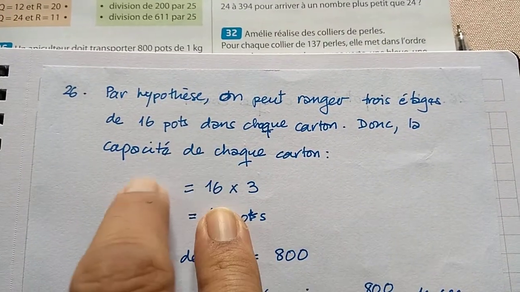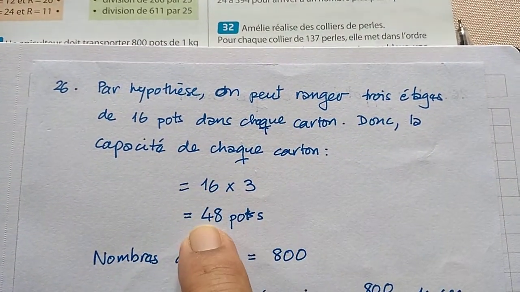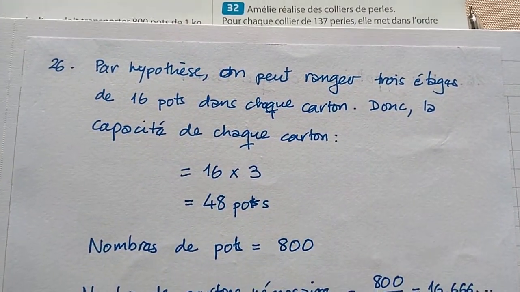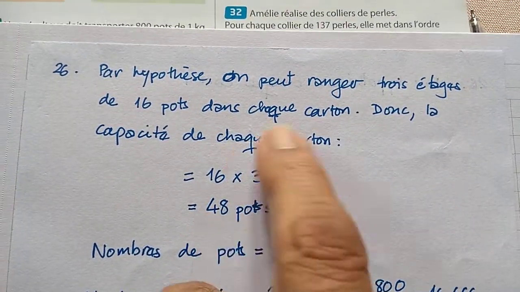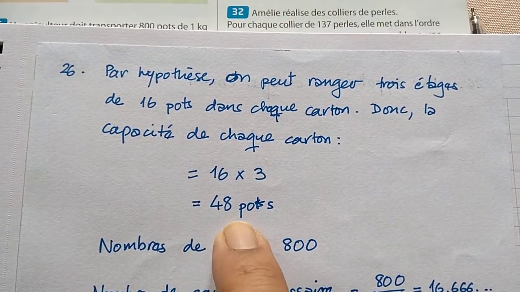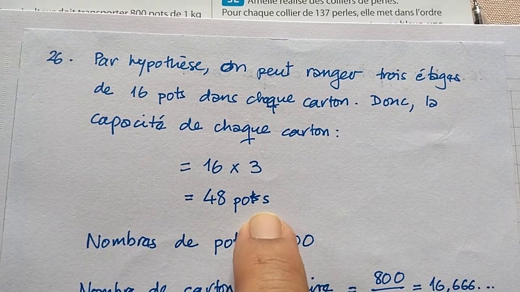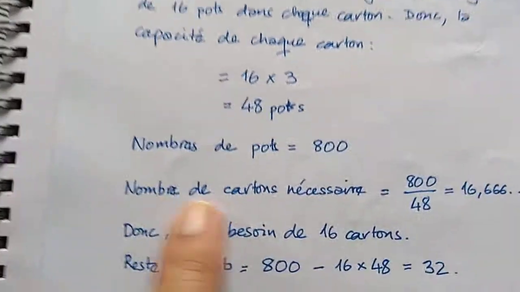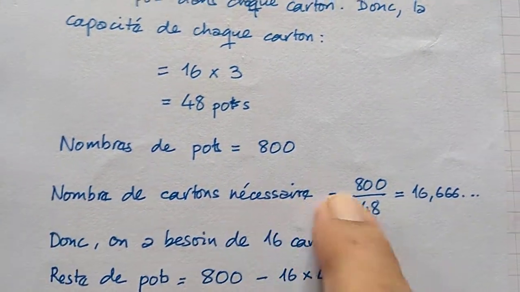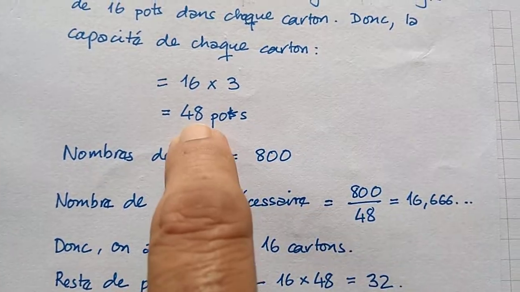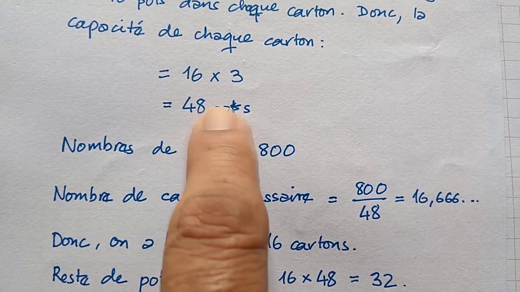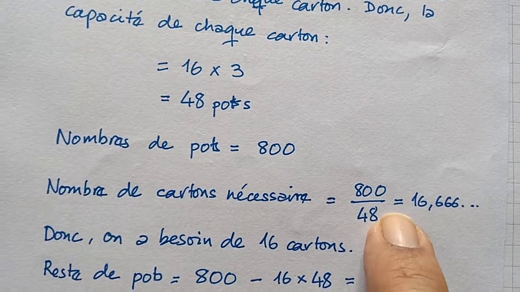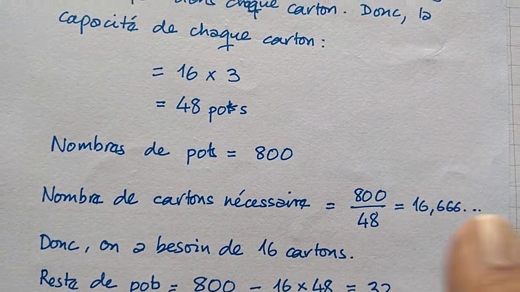Because in each carton you can put 3 layers of 16 pots, not pots, yes, jars. Actually, pot means jars in English. We are talking of honey, so this is jars, so you can put 48 pots. Nombre de pots total, 800. Nombre de cartons nécessaires. So you do 800 divided by 48 because 800 pots are there. 48 pots fit inside a carton. Jars. So he gives us 16.6666 repeating 6.